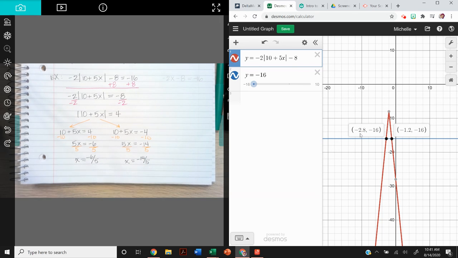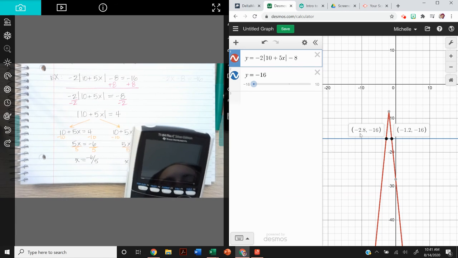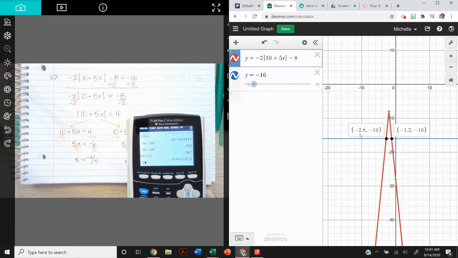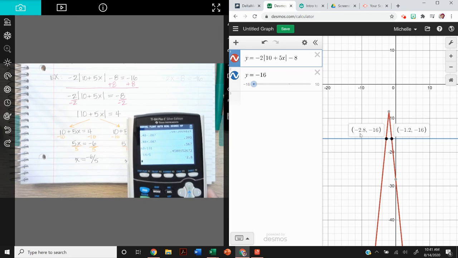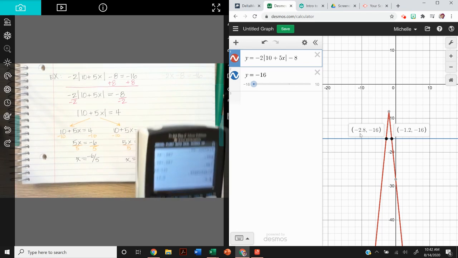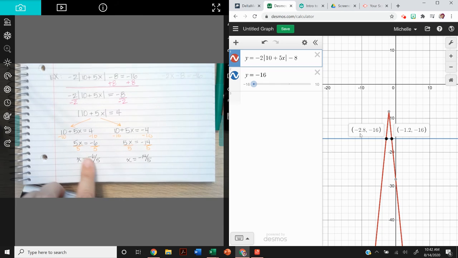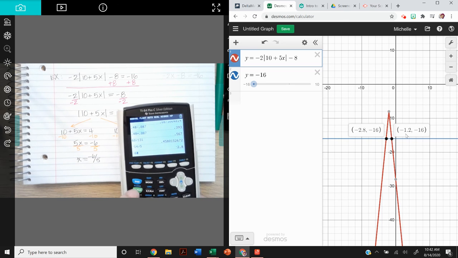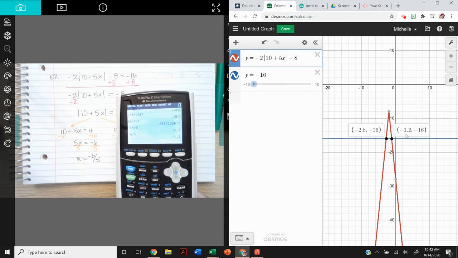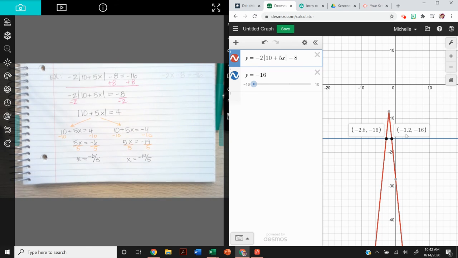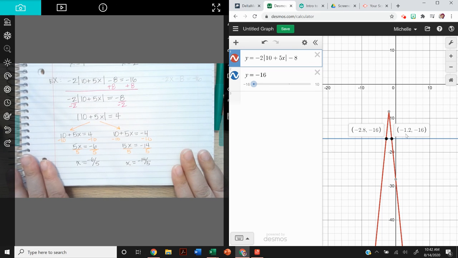And if you don't believe me, you're like, Ms. Barfield, you're not right. Negative 14 divided by 5 is negative 2.8. And then negative 6/5, there's your negative 1.2. Negative 6 divided by 5, negative 1.2. So that is how you can use Desmos to solve your absolute value equations.